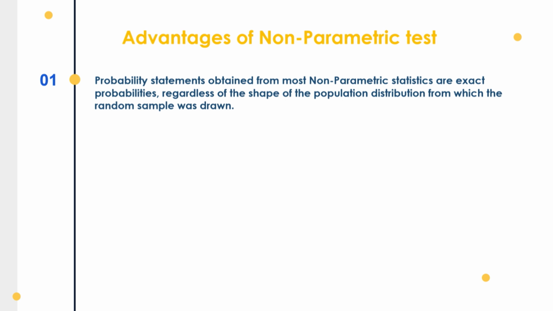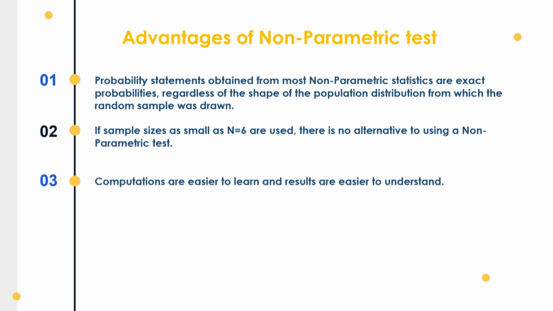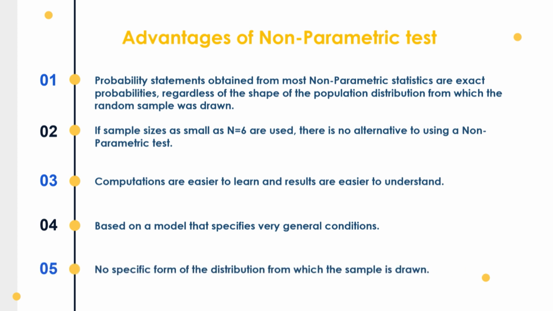Now, we can discuss the advantages of the non-parametric test. Probability statements obtained from most non-parametric statistics are exact probabilities, regardless of the shape of the population distribution from which the random sample was drawn. If the sample sizes are small, for example n equal to 6, there is no alternative to the non-parametric test. Computations are easy to learn and results are much easier to understand. They are based on a model that specifies very general conditions, with no specific form of the distribution from which the sample is drawn.